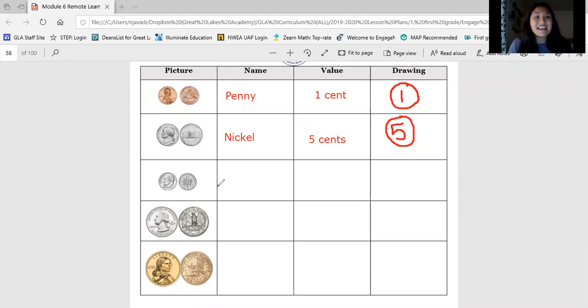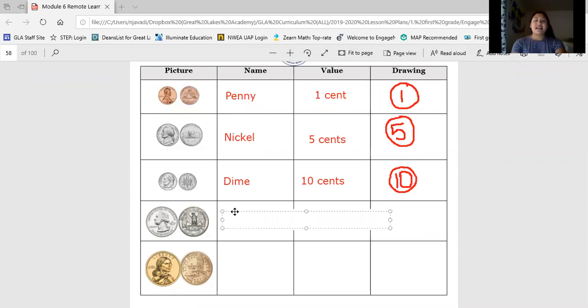This coin is a dime. How many is a dime worth? A dime is worth 10, that's right, so I'm going to write 10 cents. And go ahead and draw your dime just like mine. If you need more time to write and draw in between each one, go ahead and pause the video as I'm going through it. I know I'm going through it pretty quickly, but this should all be review for you.